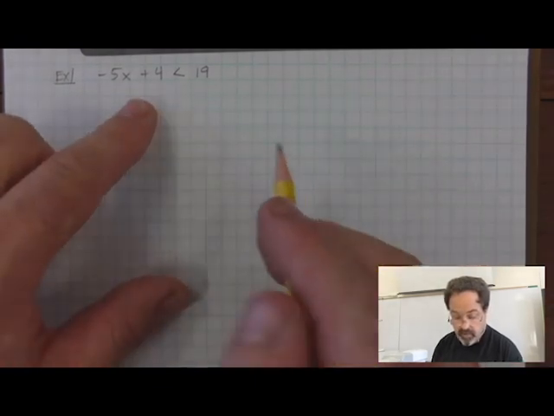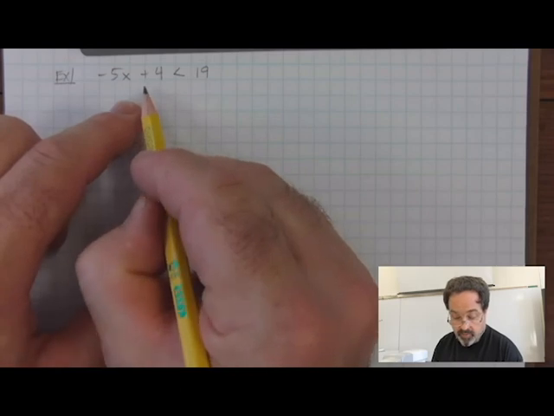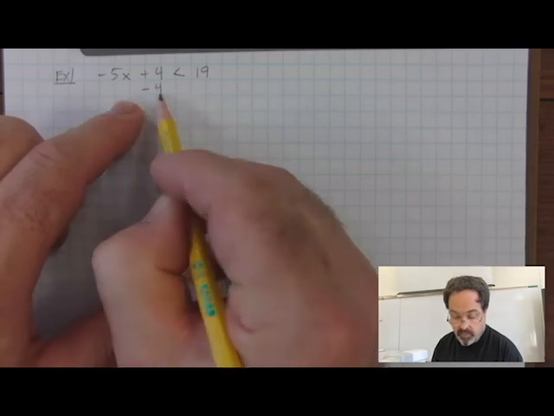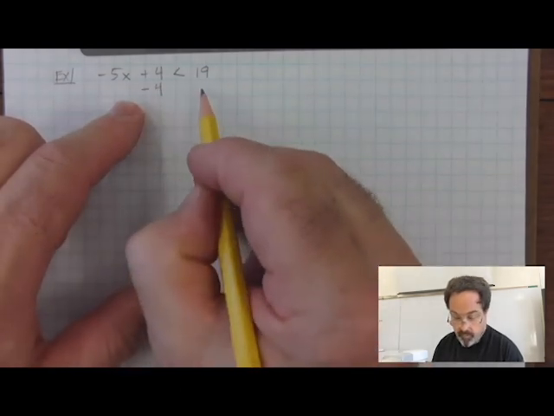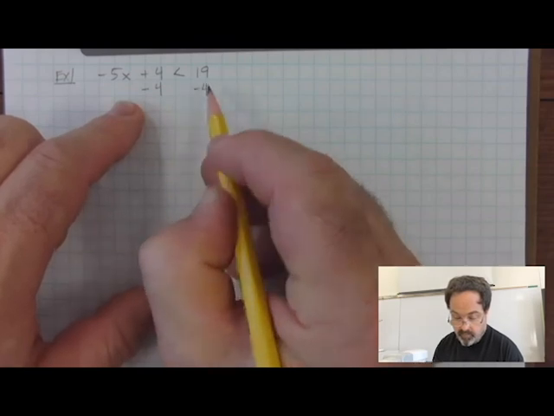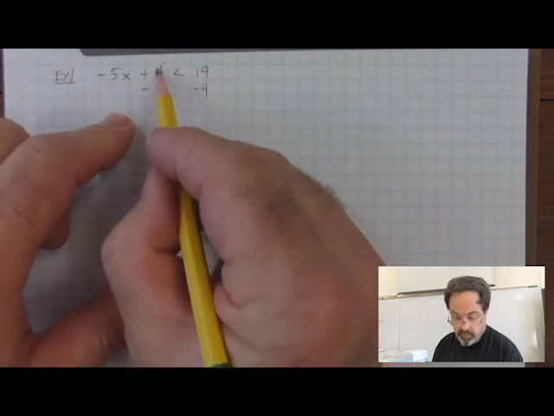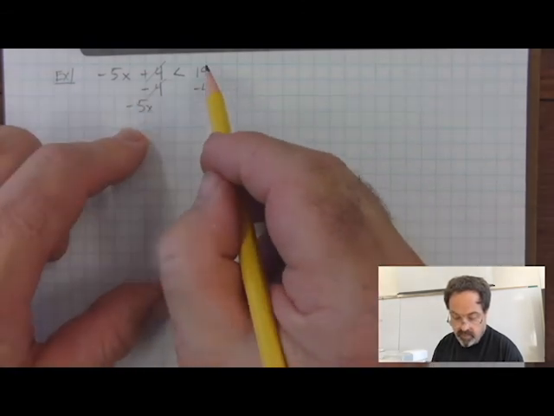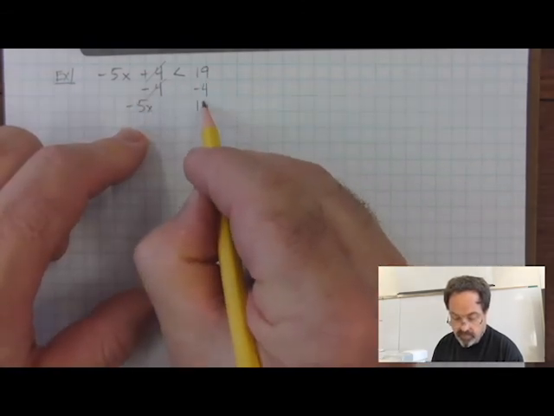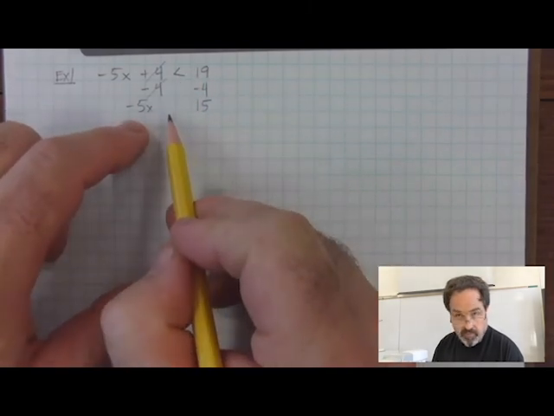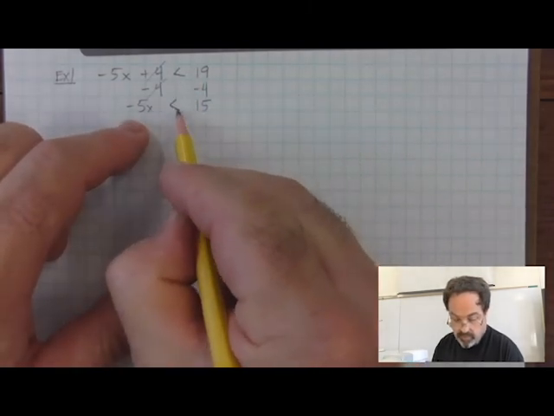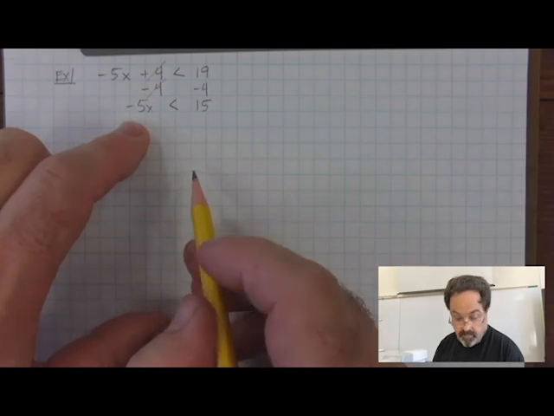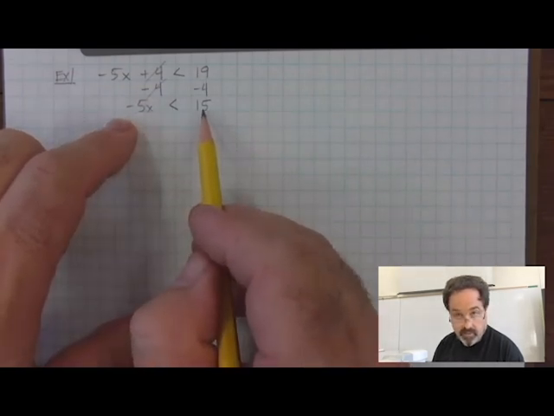I'm going to proceed by undoing what I see by doing the inverse to both sides. I'm going to undo plus 4 by subtracting 4 from both sides. When I do, these cancel, leaving negative 5x. On the right side, 19 minus 4 is 15. And the comparison symbol in between is the same, less than. Negative 5x is less than 15.